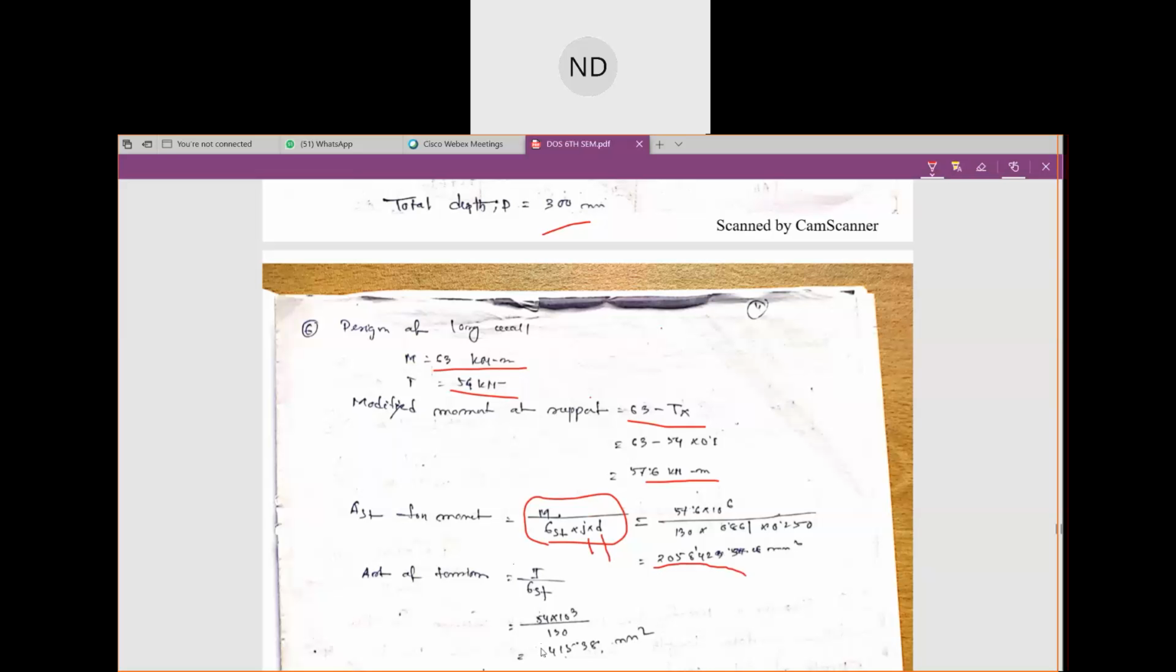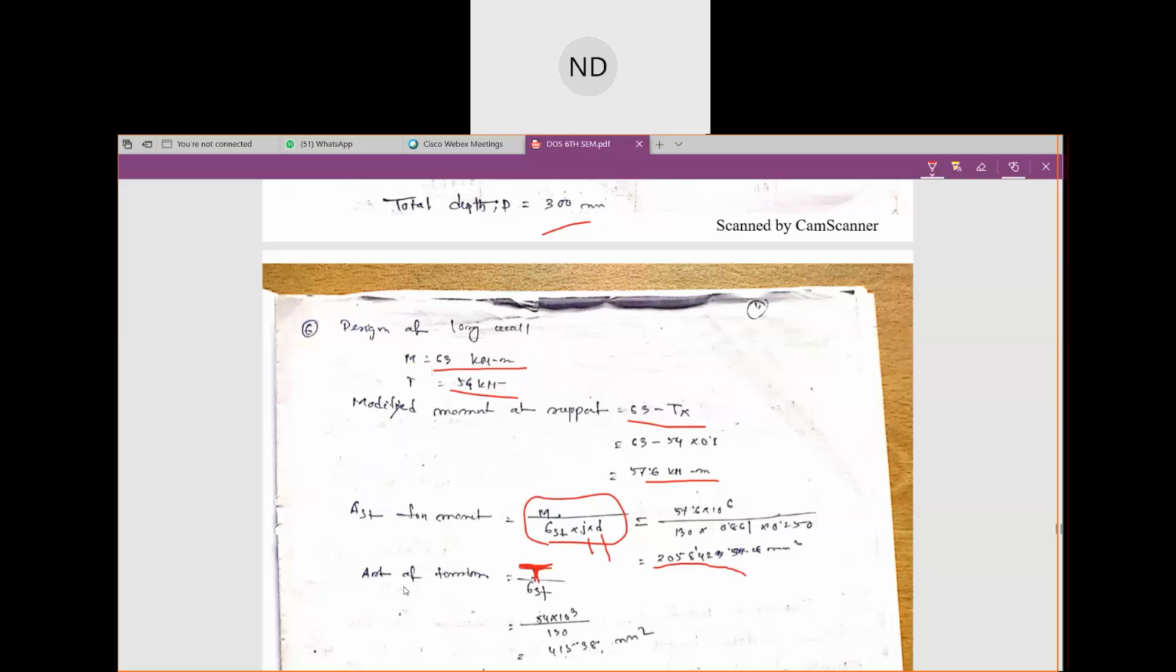This is T. T by sigma st. This should be T. Okay, so Ast for moment was M by sigma st into j into d.